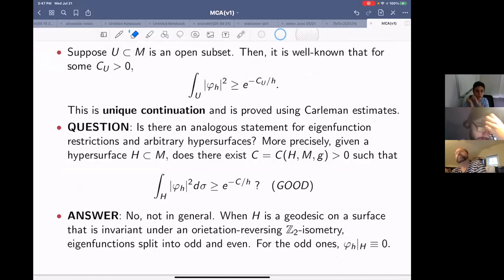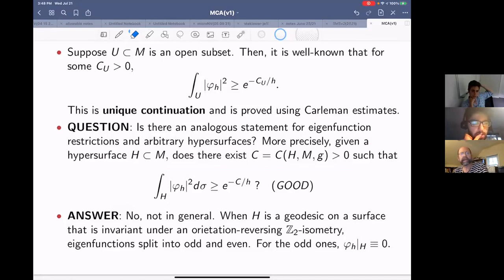So the natural question here is, are there analogous statements for eigenfunction restrictions to arbitrary hypersurfaces? More precisely, given a hypersurface, can you find a constant, depending on M, g and H, and possibly the subsequence itself, such that the L2 restrictions are exponentially bounded from below? With Zelditch, we called such an estimate a goodness estimate.